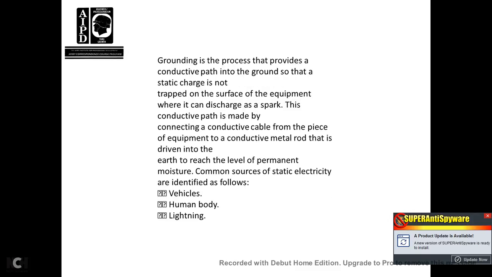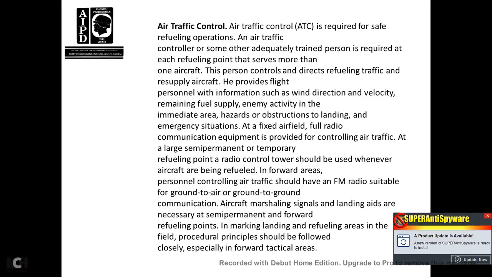Grounding is the process of connecting a path into the ground so that the static discharge is not trapped on the surface of the equipment. Whether the discharge is sparked, a conductive path is made by connecting a conductive cable from the piece of equipment to a conductive metal rod driven into permanently moist ground. Common sources of static electricity are identified as follows: vehicles, the human body, and lightning.